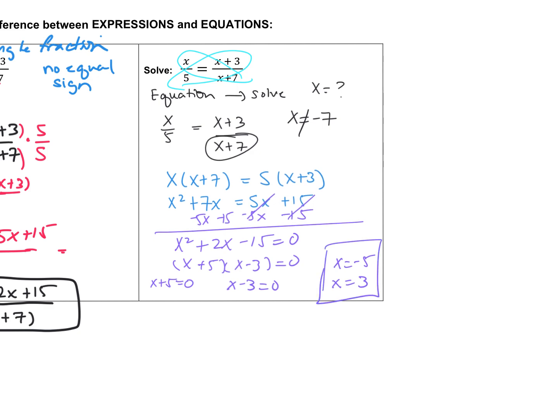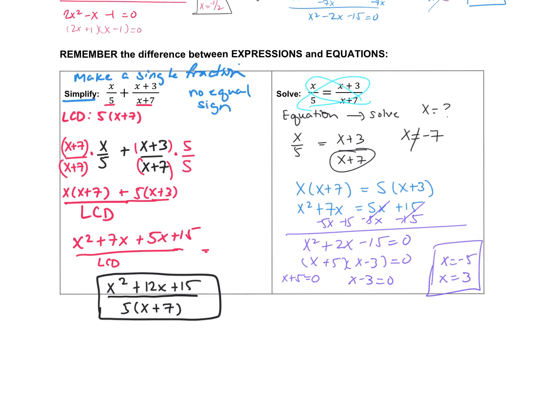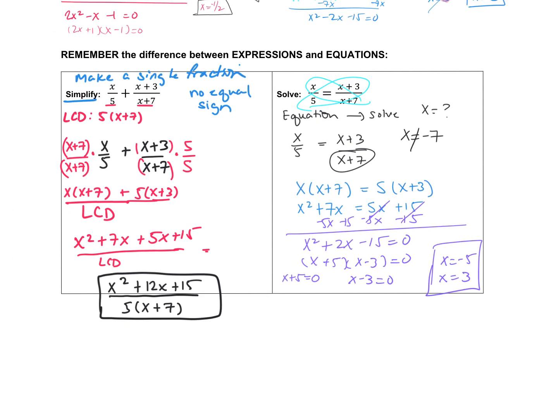So make sure that you see the difference between the two, okay? Make sure you're paying attention. If I'm simplifying, the best way I could say it is I'm creating a single fraction, and when I'm solving, I want to know the answer, okay?